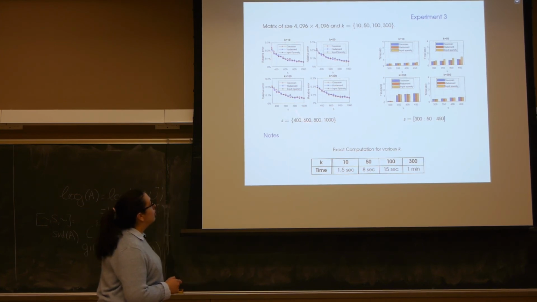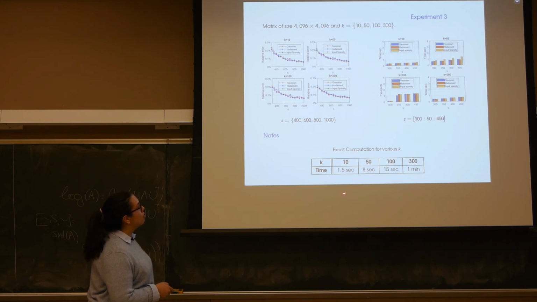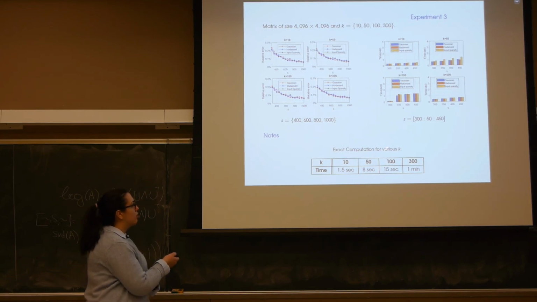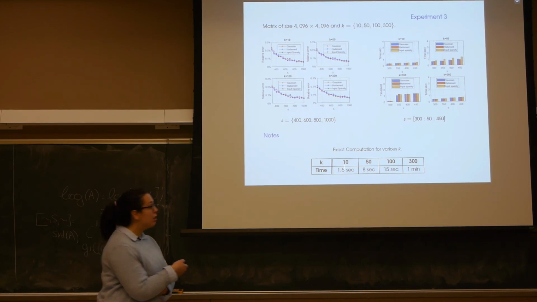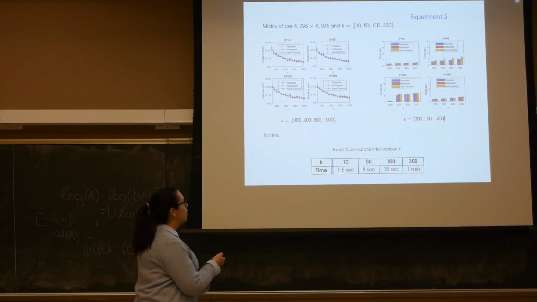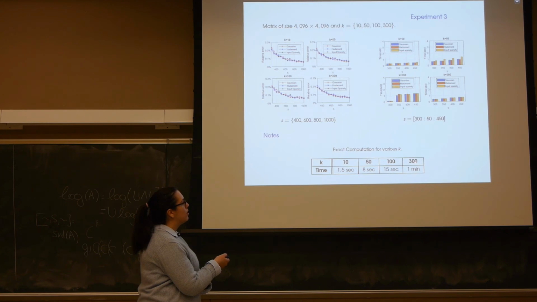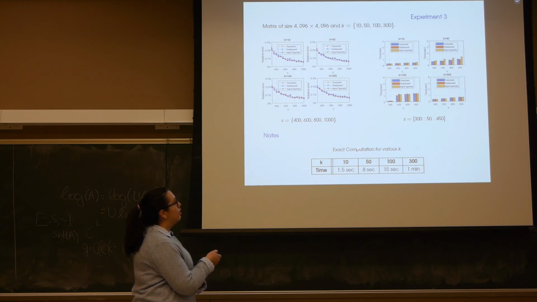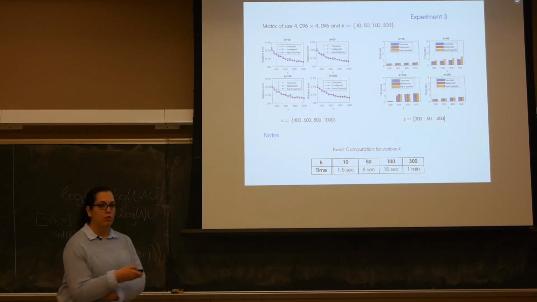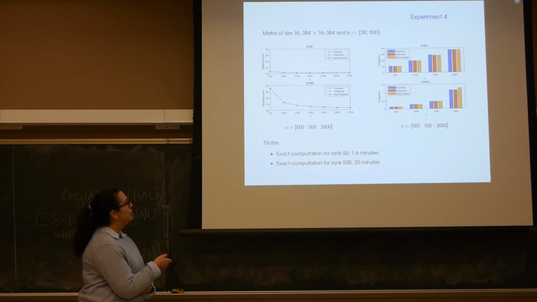And the same is happening with this one, while when I computed the exact computation, again using SVDS over here, I got the results in 1.5 seconds for the rank K, in 8 seconds for rank 50, in 15 seconds in rank 100, and 1 minute in rank 300. And here, as we can see, everything is less than 2 seconds. Okay, we are way faster than SVD.